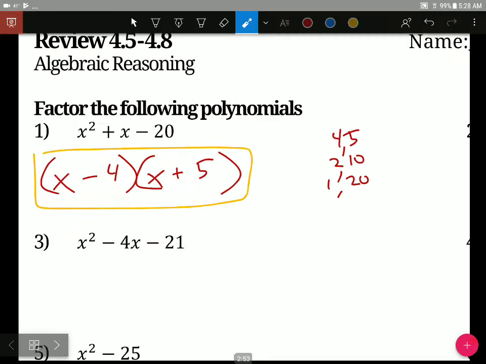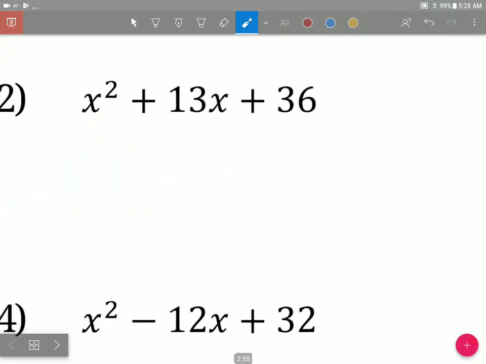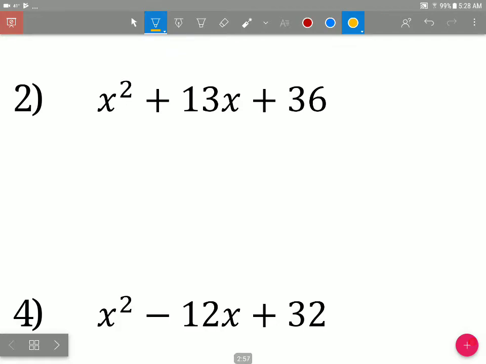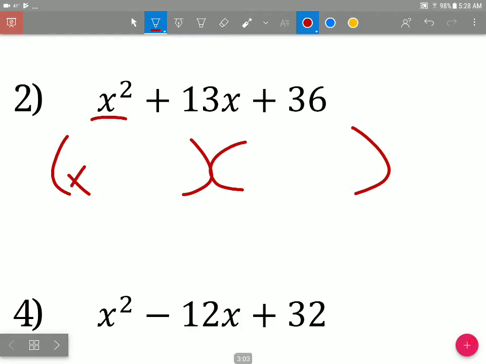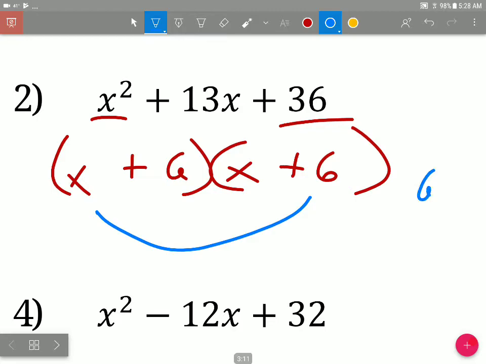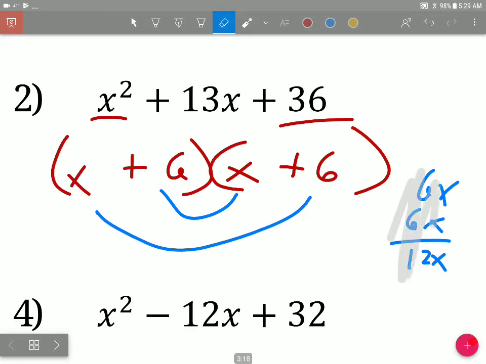All right, so I'm not going to take quite as long to do the rest of these. So here we go. Put in parentheses and go. What are two things that multiply to x? Again, x times x. What are two things that multiply to 36? Well, I'm going to try positive 6 and positive 6. So x times 6 is 6x, x times 6 is 6x. Those add up to 12x. That is not my middle term, so let's try again.